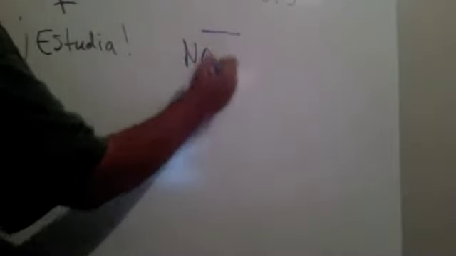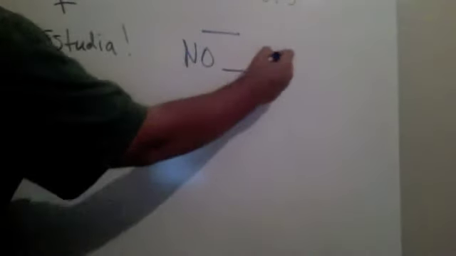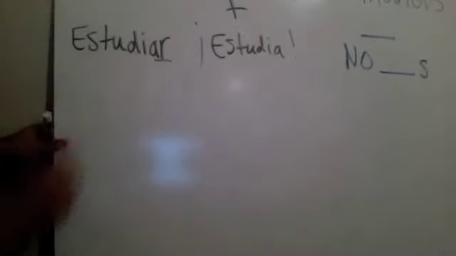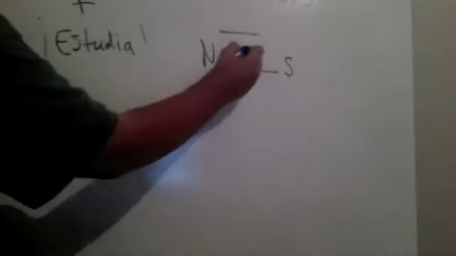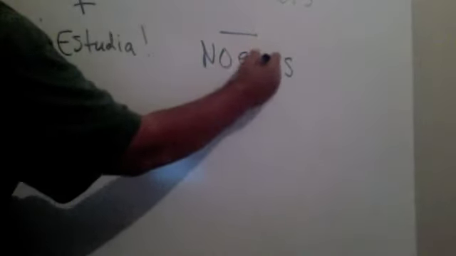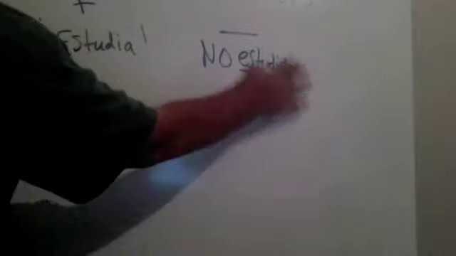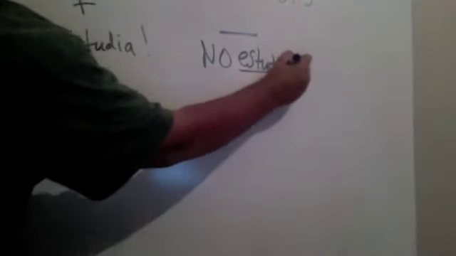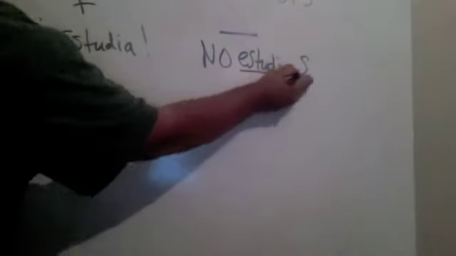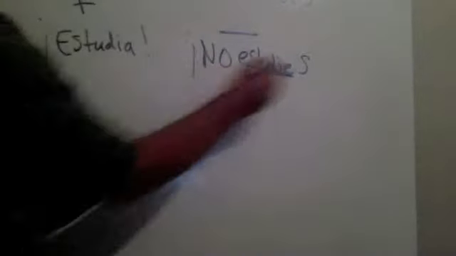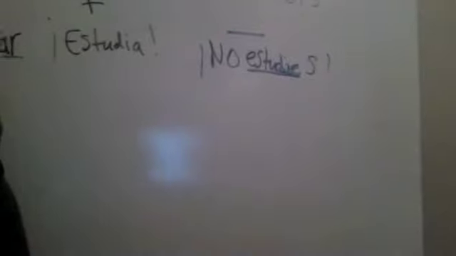Well, now let's get to our negative command. Our formula was no plus your usted command plus an S. What's our usted command for estudiar? AR, so your opposite ending is going to be E. No estudies. There's your usted command. Estudie, and then you add an S at the end of it. No estudies, don't study.